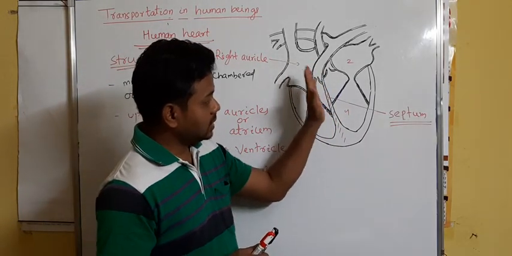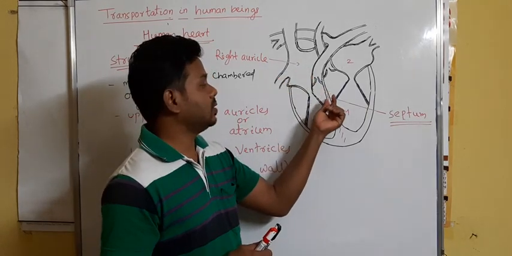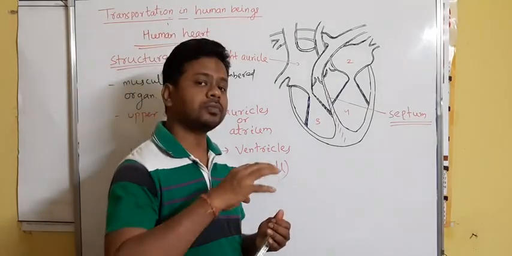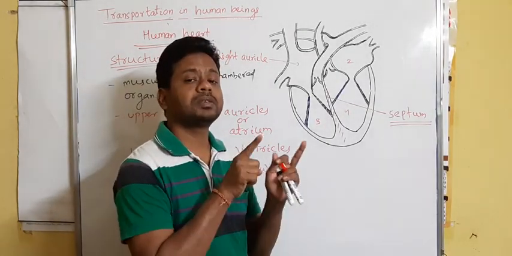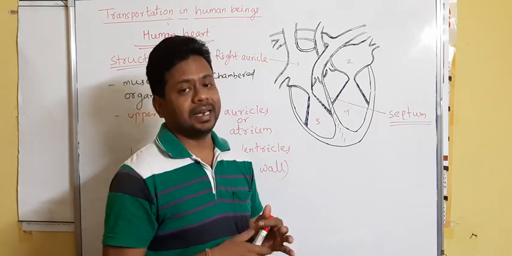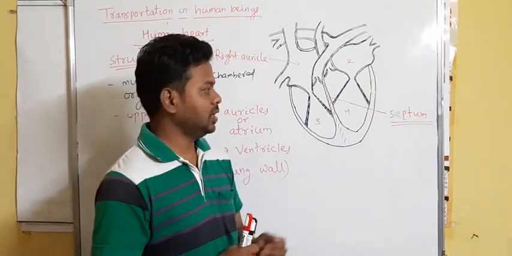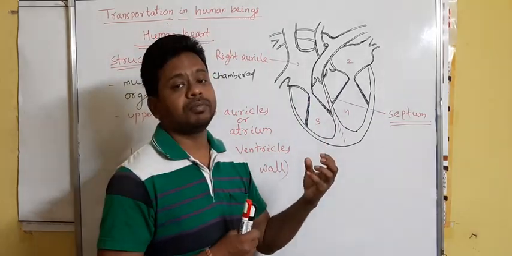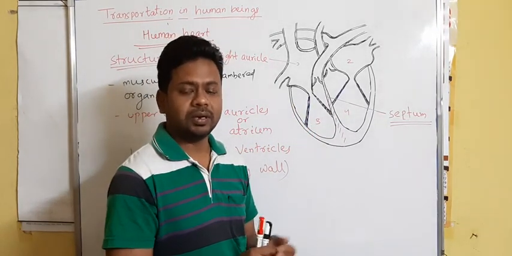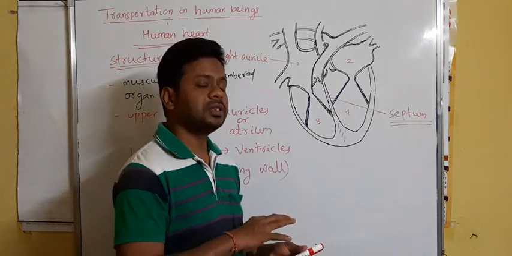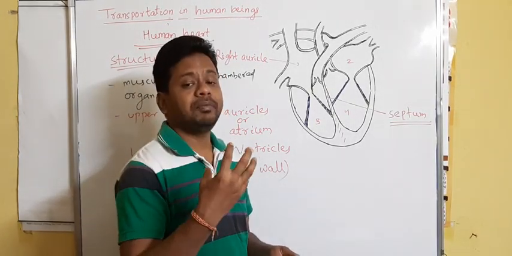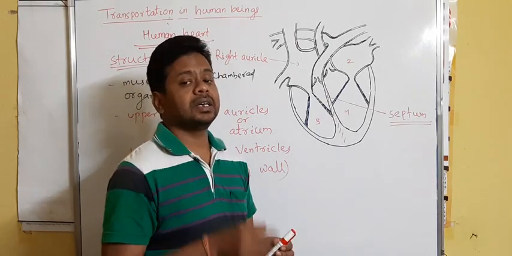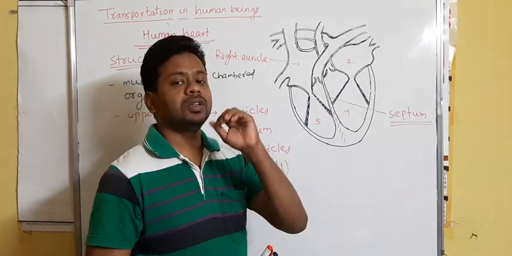And this, if it is not mixing with each other, then it helps the heart to pump this blood to the cells or to the different parts of the body. So the septum helps to prevent the mixing of two types of blood, oxygenated and deoxygenated, and due to this, a highly efficient supply of oxygen is given to the body or the cell.